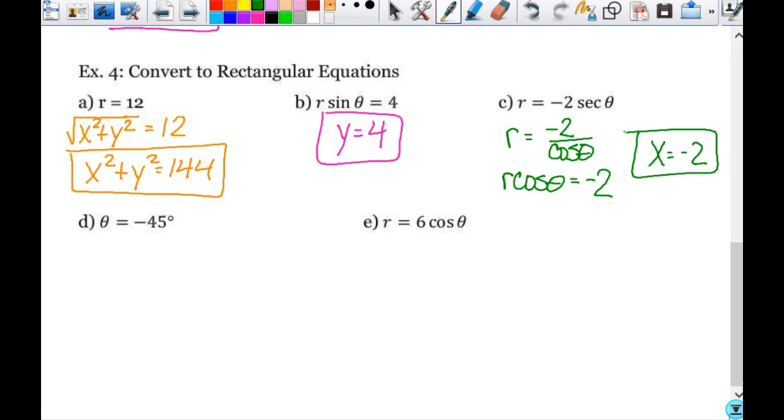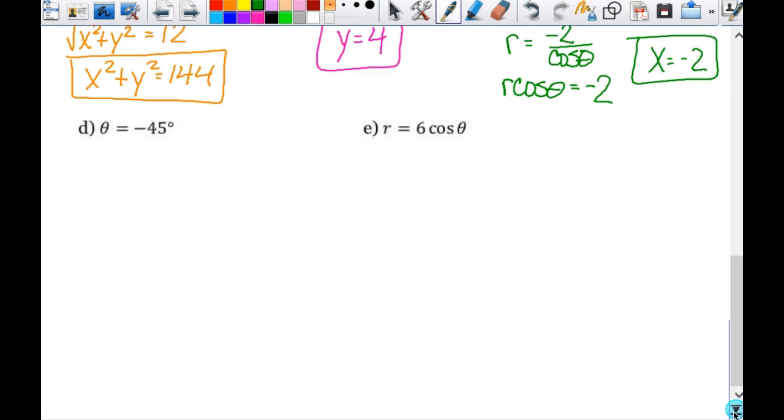All right. So now I've got theta equals -45. So what can I substitute in for theta? What do you look at, at the top of your page?